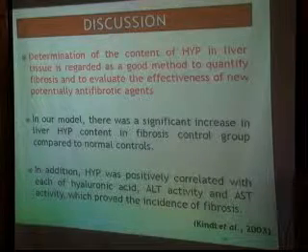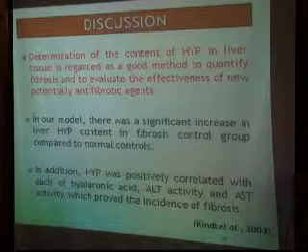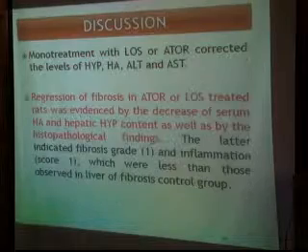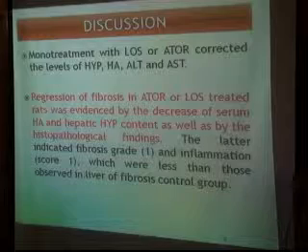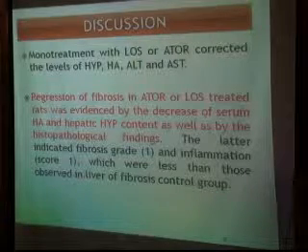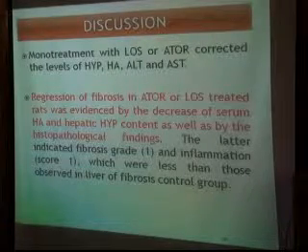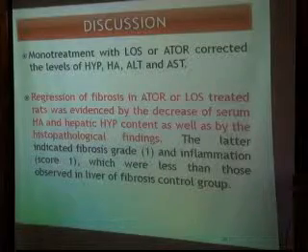As we said, determination of hydroxyproline is regarded as a good method to quantify fibrosis, and it is also significantly increased in fibrosis control. Regression of fibrosis in monotherapy with Atorvastatin or Losartan groups reduced the grading to grade 1 and reduced other markers.